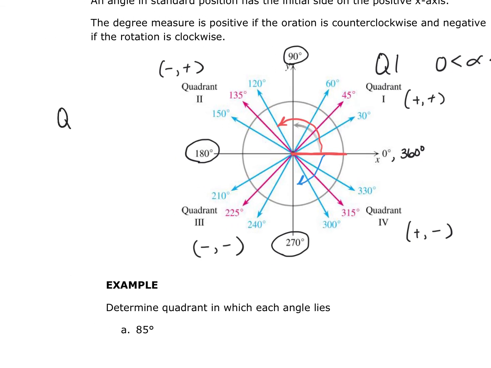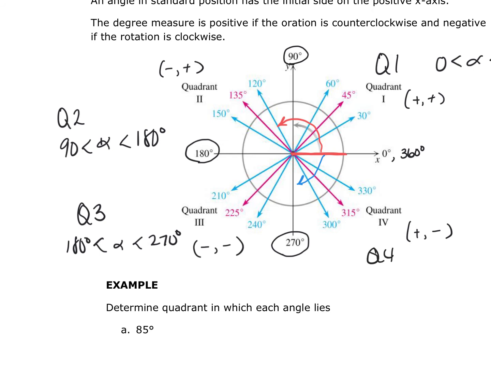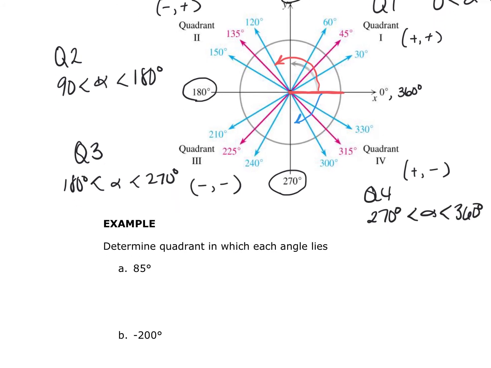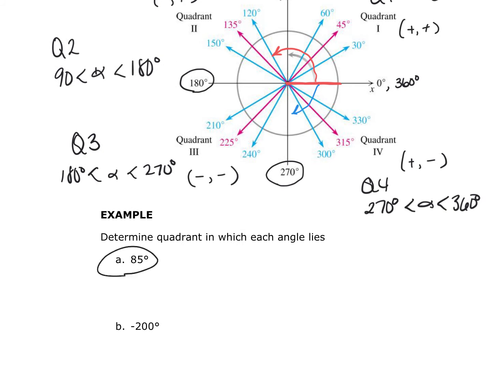Quadrant number 2 is going to be from 90 to my angle alpha, less than 180 degrees. Quadrant number 3 is going to be 180 degrees less than alpha, less than 270 degrees. And then my last quadrant, Q4, is going to be 270 degrees less than alpha, which is less than 360 degrees. So we can clearly see that 85 is between 0 and 90. So this is in quadrant 1. So that's where that one lies.